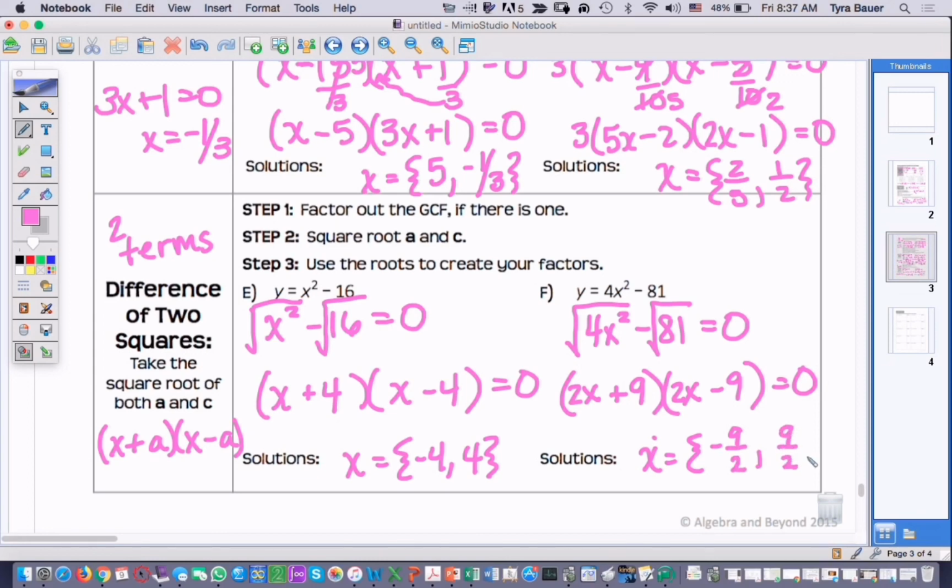9. I think Mariano could have taught the whole lesson. Okay, we would have negative 9 halves, positive 9 halves.